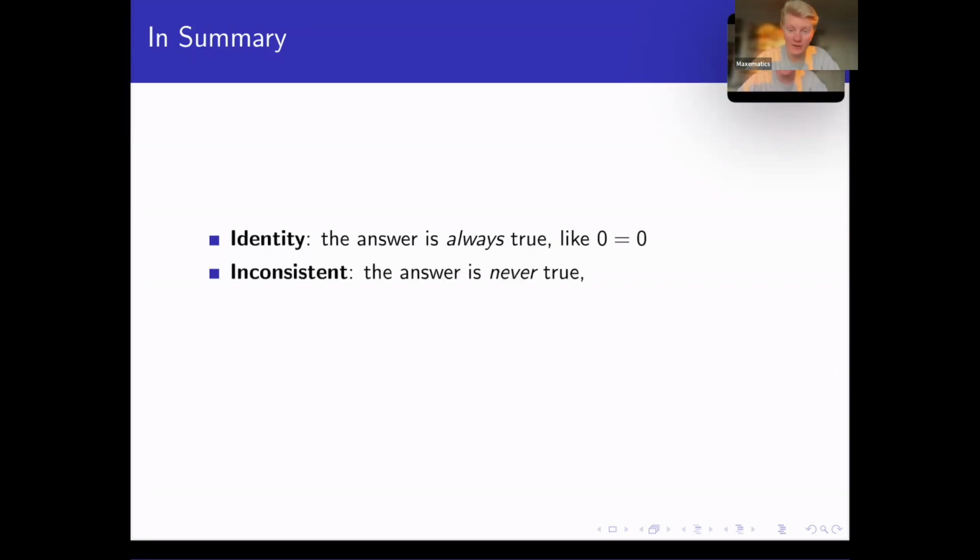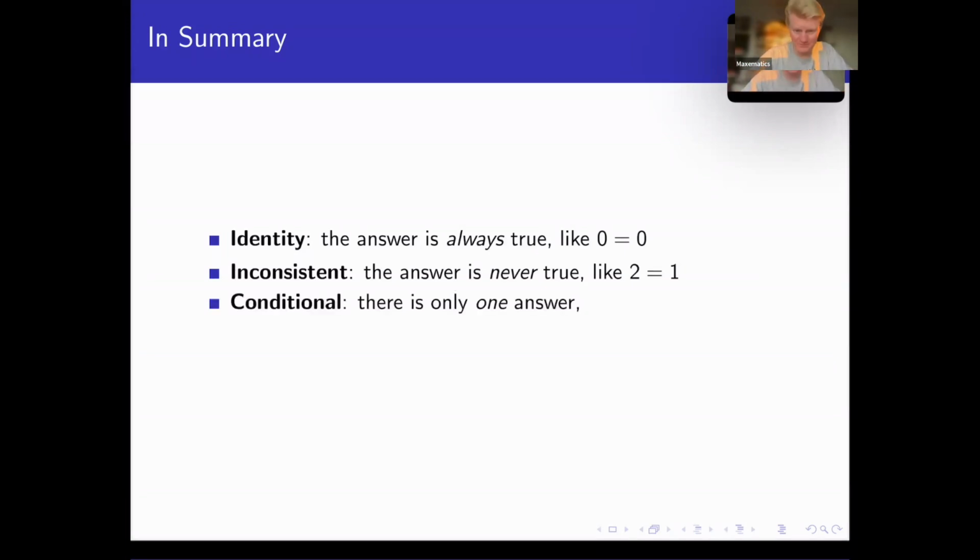Inconsistent, the answer is never true. It's like 2 equals 1. So if you get an equation and you solve it and it gets to something like 2 equals 1, -5 equals 3, whatever it is that doesn't make any sense, your equation is inconsistent.